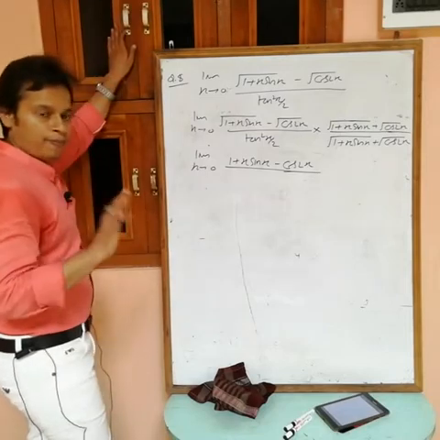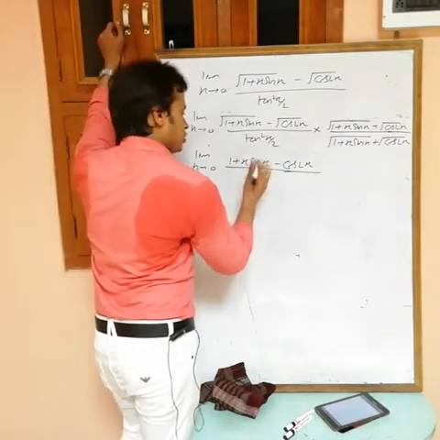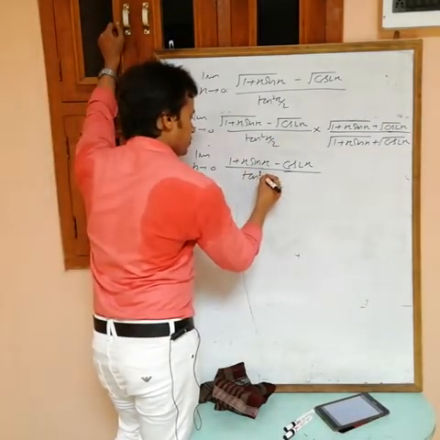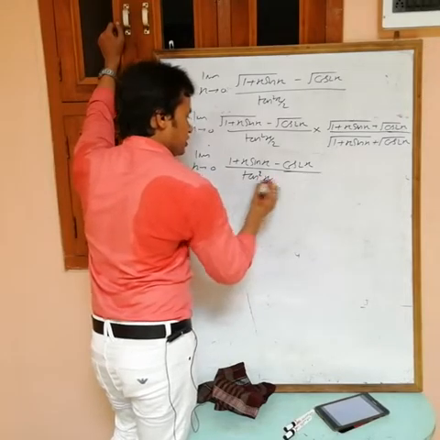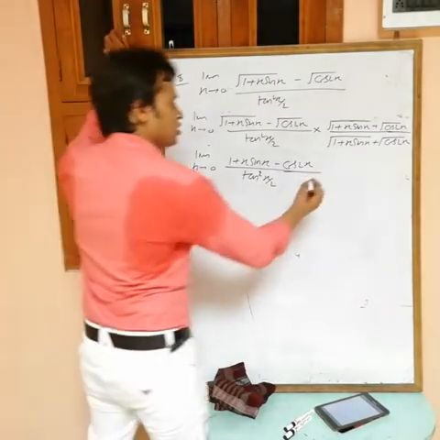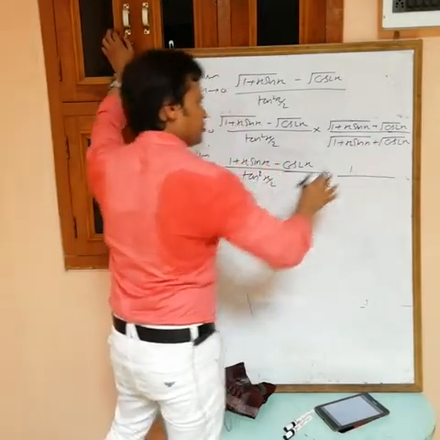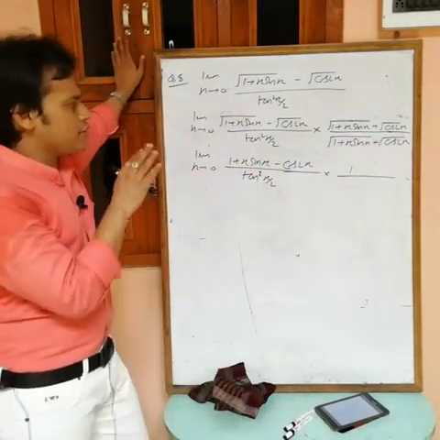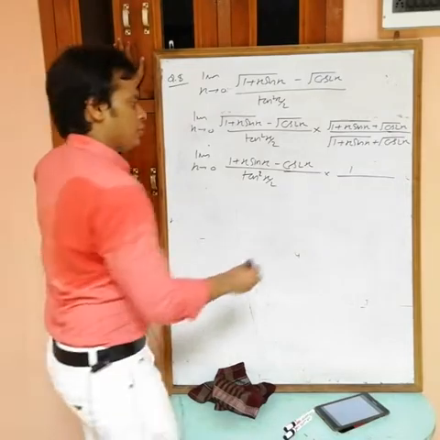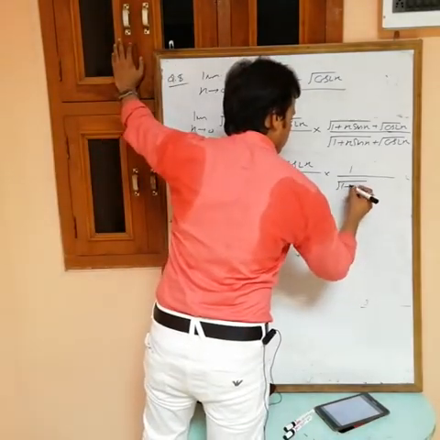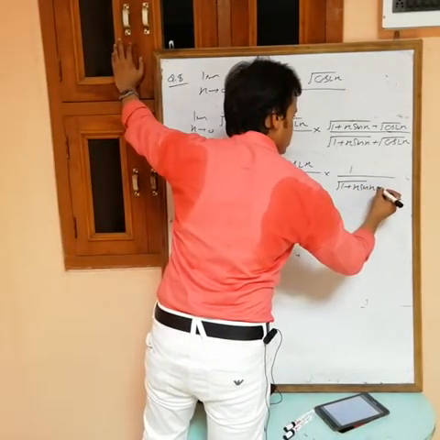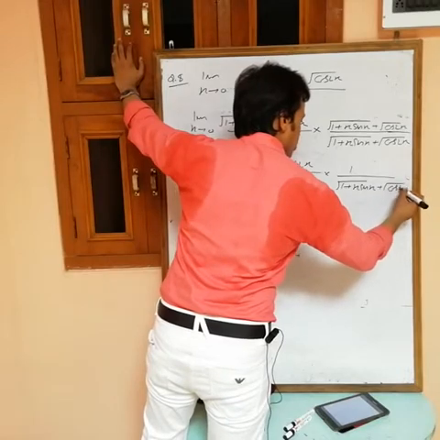Okay, in the denominator tan square x by 2, and this one written separately because there is no problem with this one. Now if you put x equals to 0, we are getting a finite value. Okay? So 1 plus x sin x plus root over cos 2x.